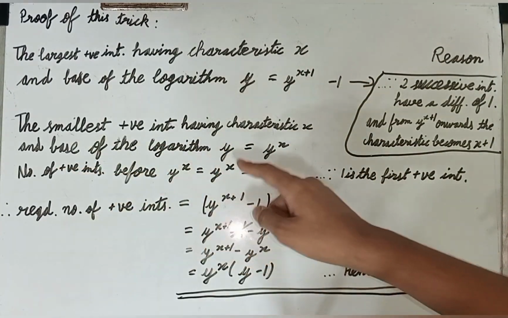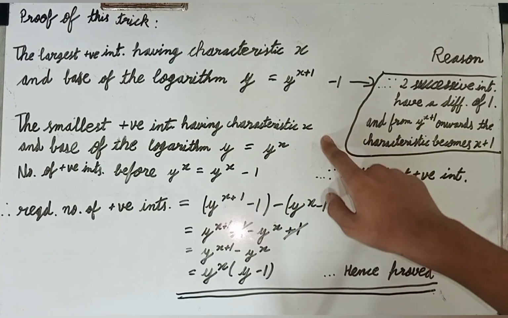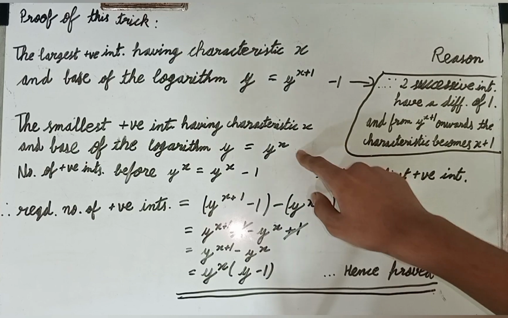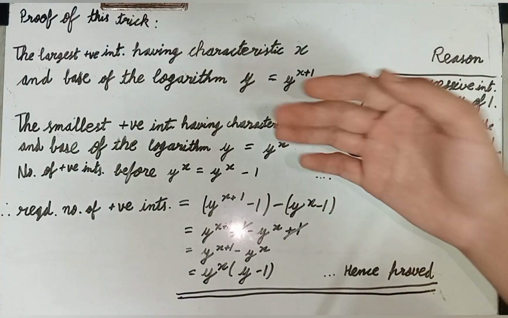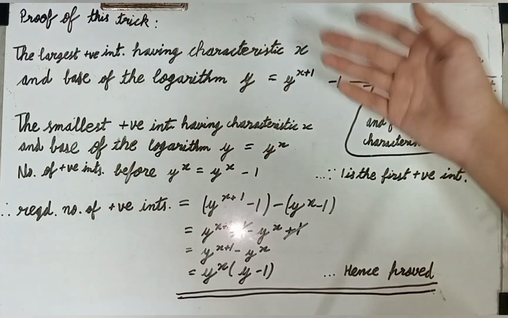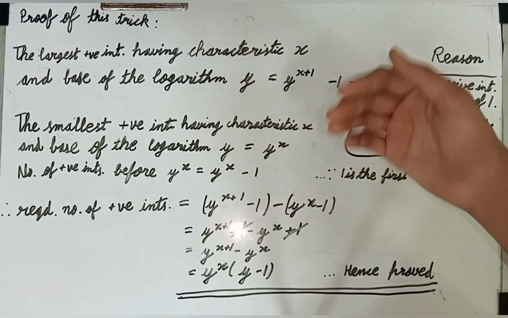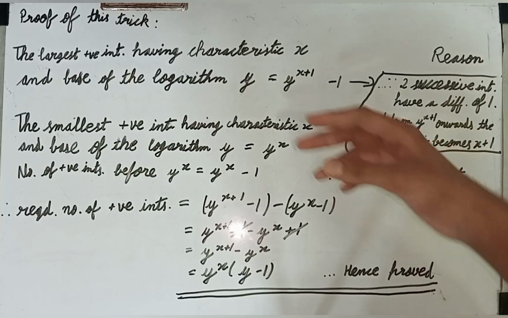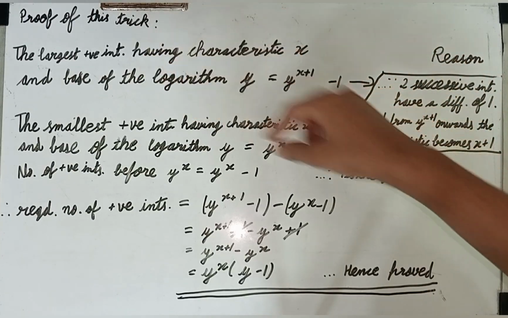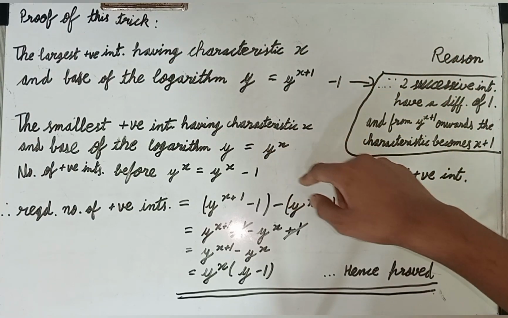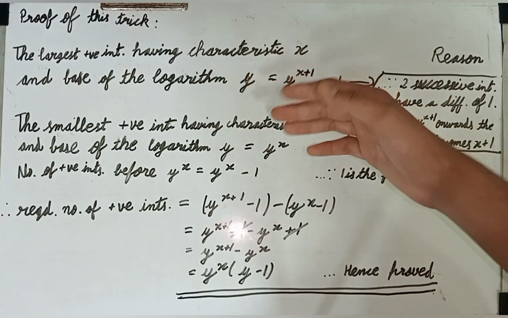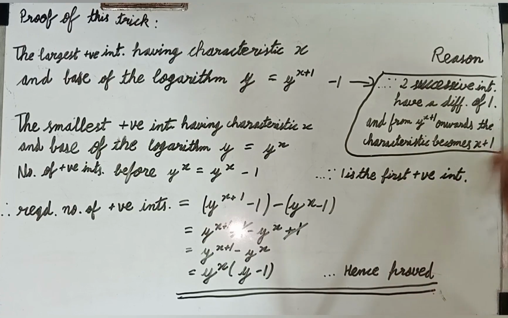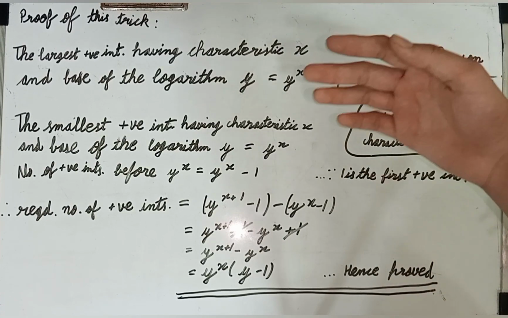Similarly, the smallest positive integer having characteristic x and the base of the log as y is y to the power x. The number of positive integers lying before y to the power x equals y to the power x minus 1. Suppose the answer of this is 49. Then the number of positive integers lying before 49 is 48, since 1 is the first positive integer.